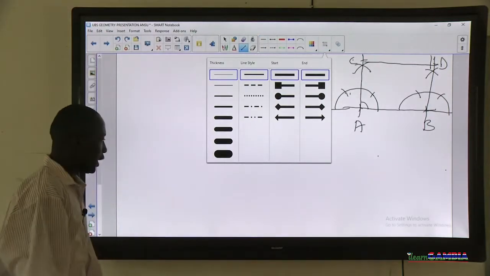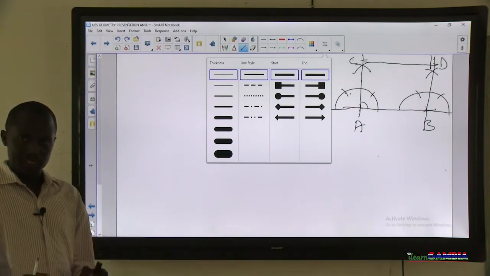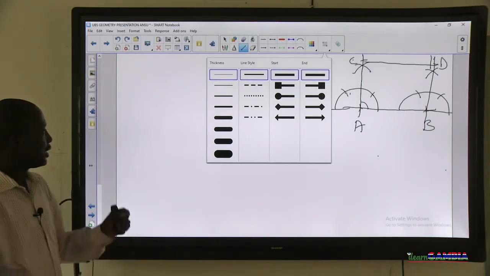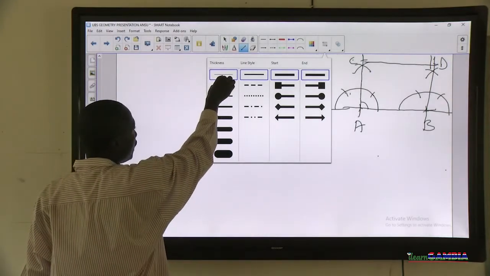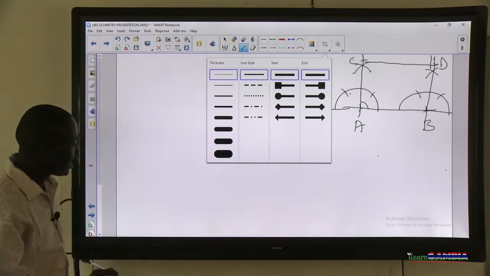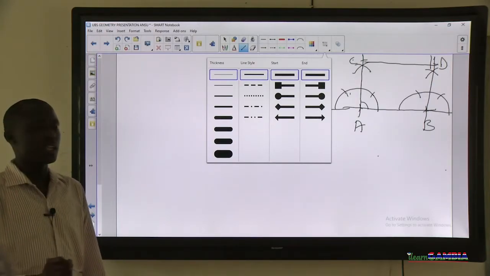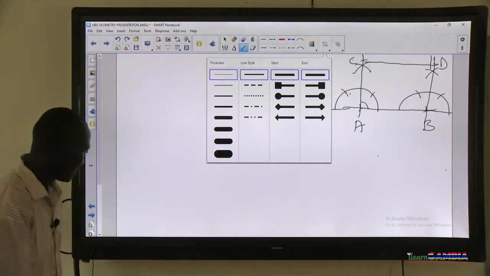And please, when we are constructing, we use what we call faint lines or construction lines. They are not supposed to be thick. So if you look at here, I am choosing this one. When you are drawing using your pencil, let them not be as thick as the others that are here. So we use faint lines.